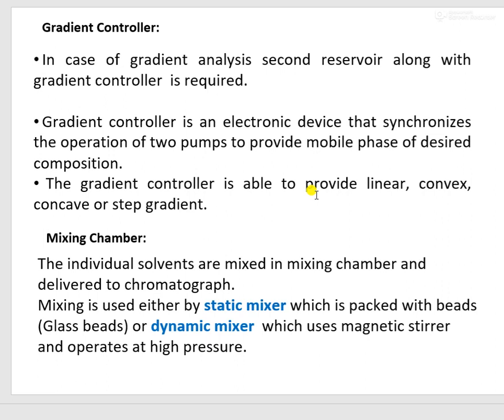Now the mixing chamber. What is the role of the mixing chamber? Here the individual solvents are mixed and delivered to the chromatograph. So the mixing chamber is a chamber where solvents are mixed, and after mixing, that mobile phase will be delivered to the chromatograph or system. Mixing is done either by a static mixer, which is packed with beads, that is glass beads, or a dynamic mixer, which uses a magnetic stirrer and operates at high pressure.